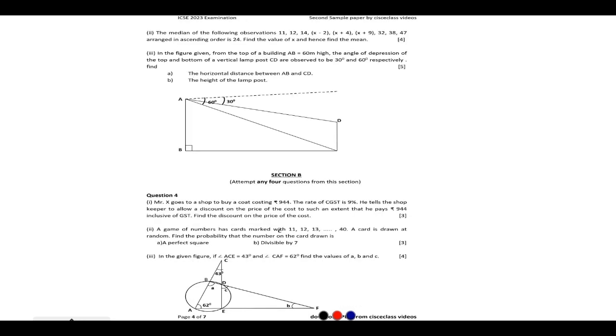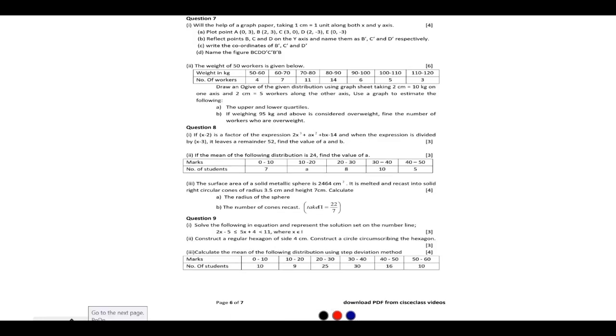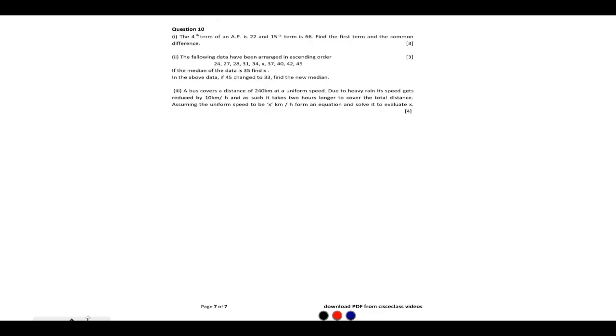Hello students, in the previous video I shared with you the second sample paper and now it's time to solve this paper. I hope you all have solved it in one stretch and want to check your solution. Okay, let's start with the compulsory section, Section A.